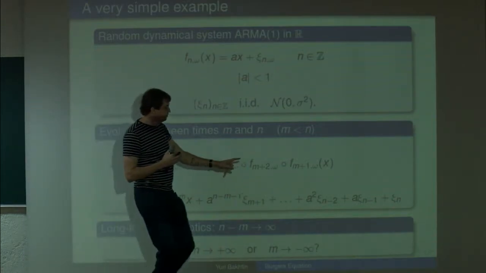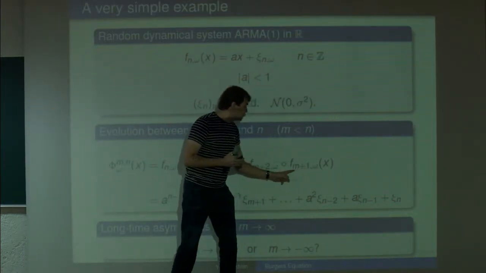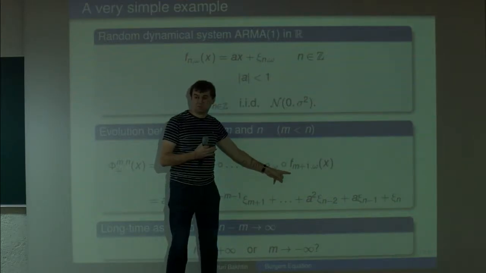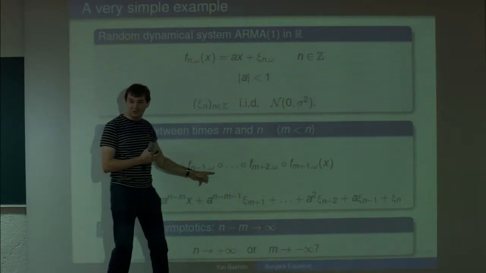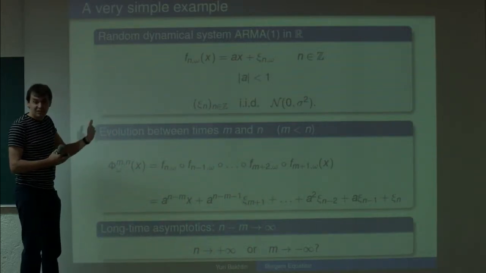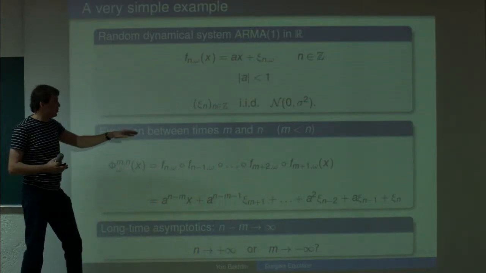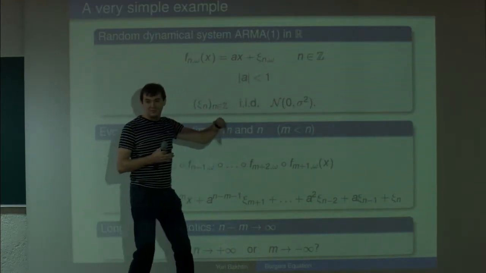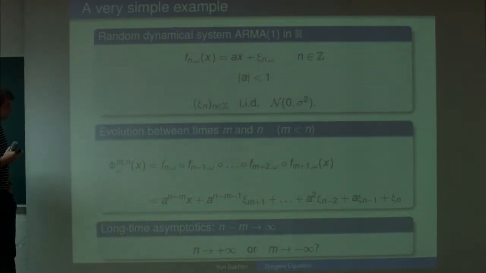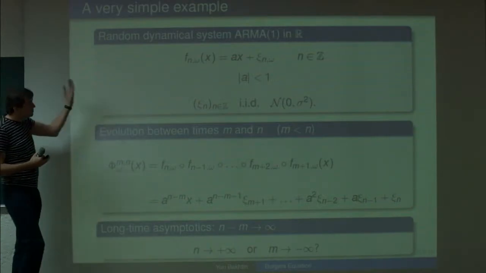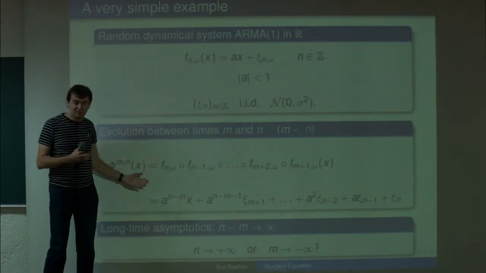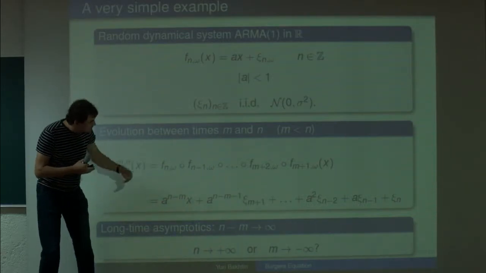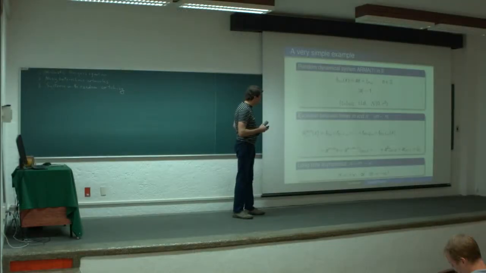So you start at time m, and first you apply the transformation number m plus 1, then transformation m plus 2, and so on and so on. So every time it's a different transformation. So a is always the same, but the noisy inputs are IID. And in this simple example, you can, of course, easily compute what the result of this is. And the result is this expression.